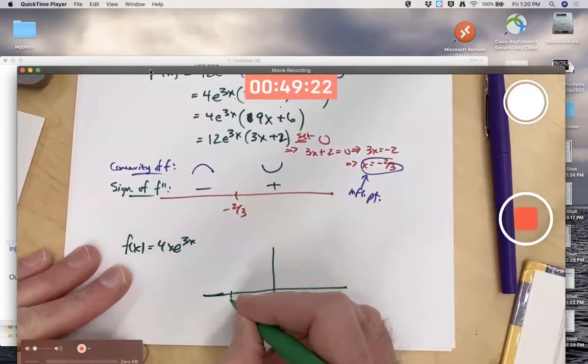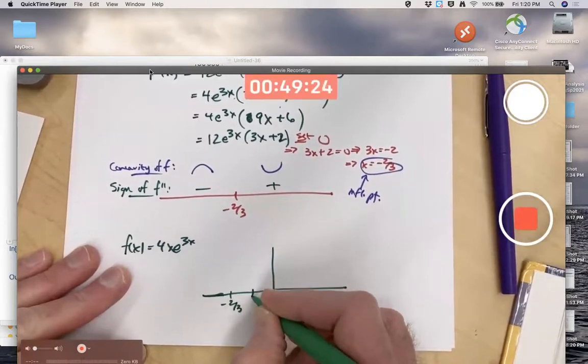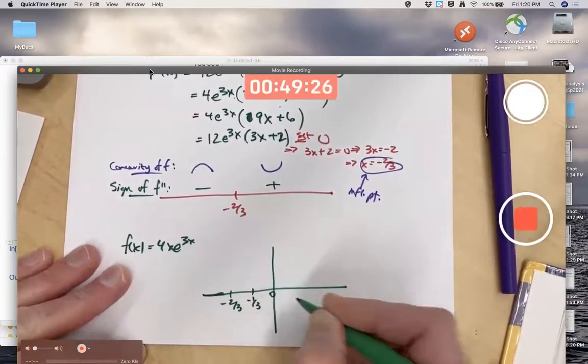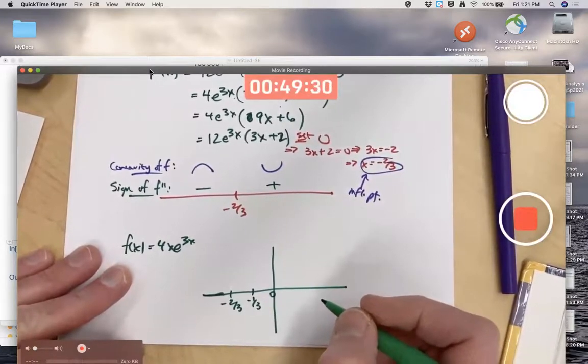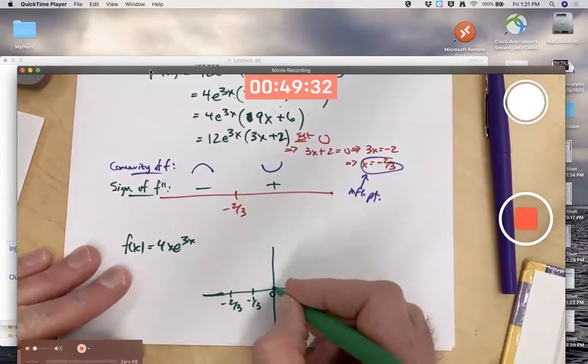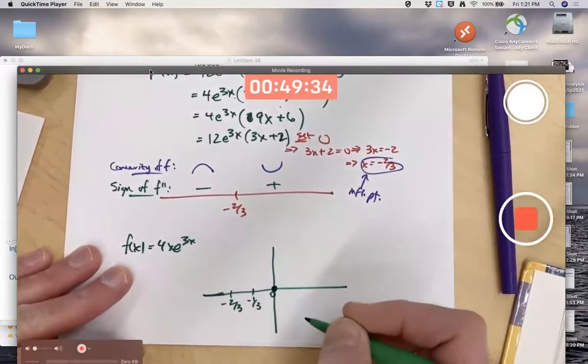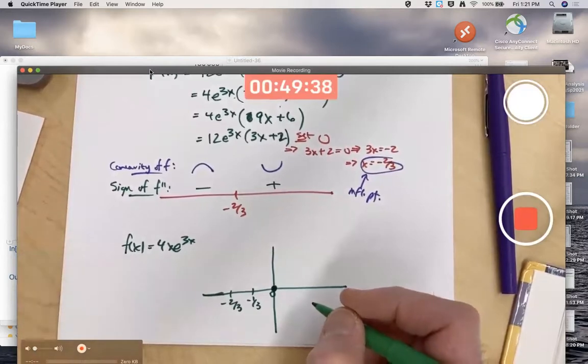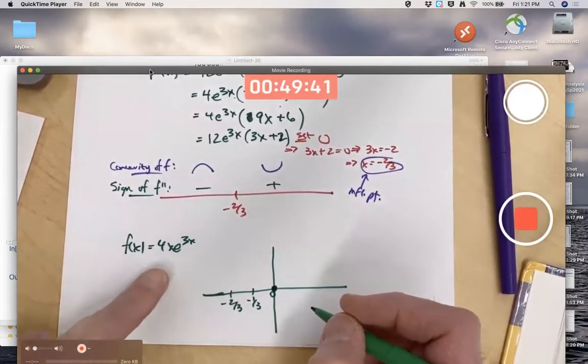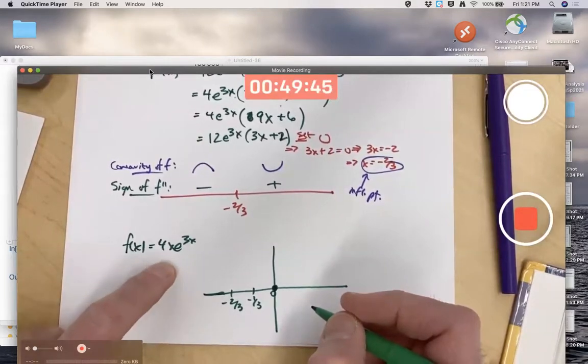Important points include -2/3, -1/3, and 0 was also important because that was where the y-intercept was. And in fact, the y-intercept is at 0. The graph goes to the origin here. And by the way, there are no other x-intercepts because there's no other way for this function to equal 0 except when x itself equals 0.